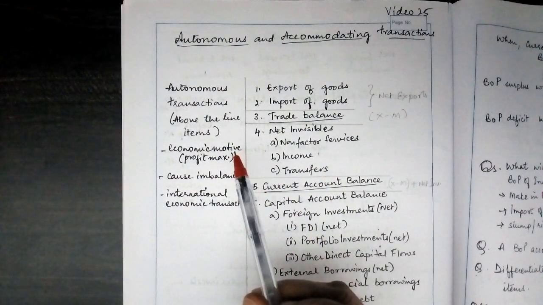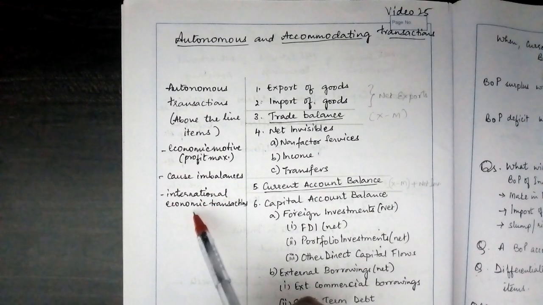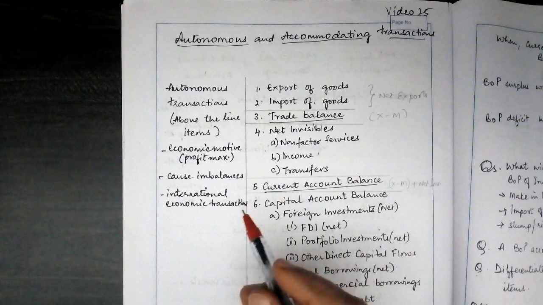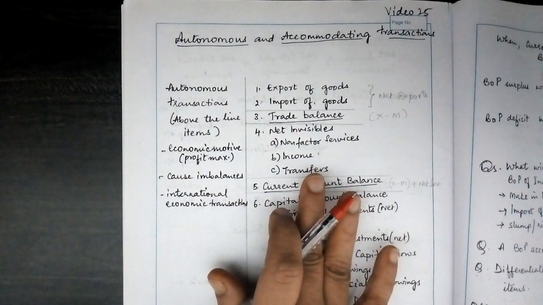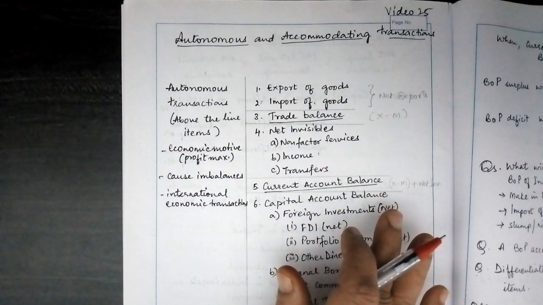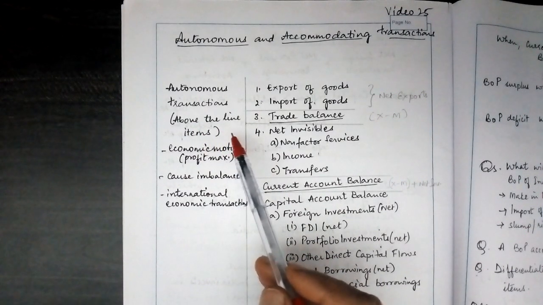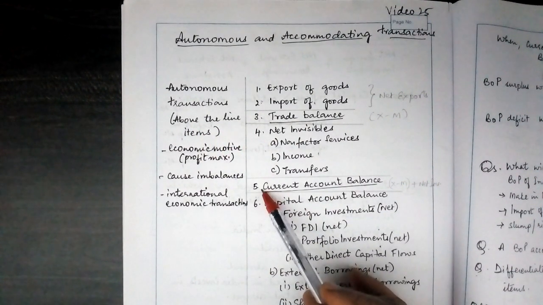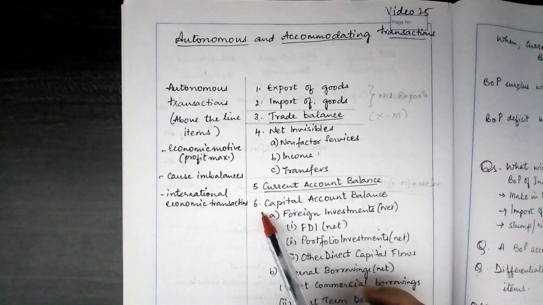So, autonomous transactions are international economic transactions made due to some reason. These transactions are independent of the state of the country's balance of payments. Now, the autonomous transactions include the current account balance and the capital account balance.